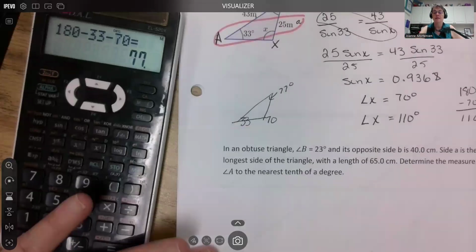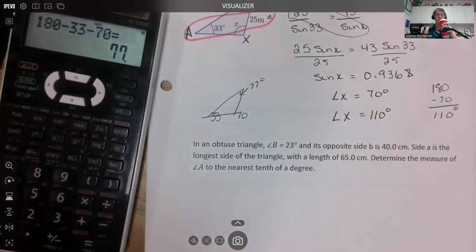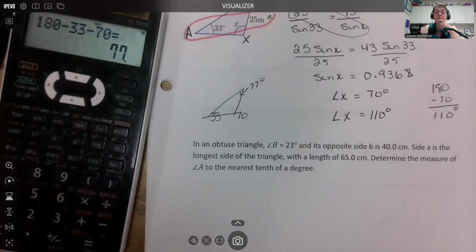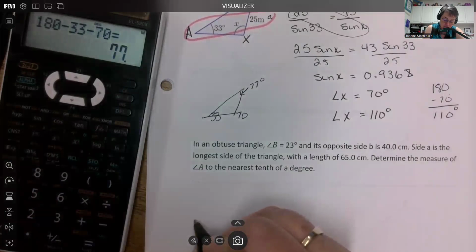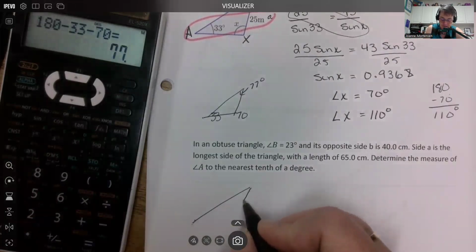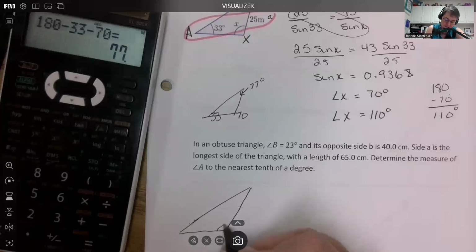Right. Oh, no. No diagram. Okay, in an obtuse triangle, at that point, I'm just going to draw. My brain always wants to make 90-degree triangles. There, so there's my obtuse angle.